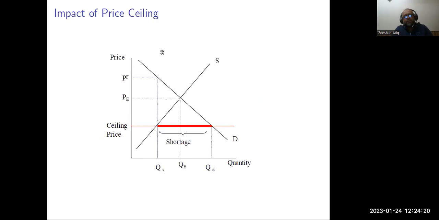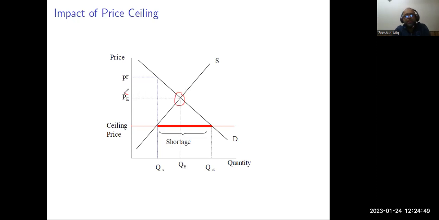Now, what happens when a price ceiling is imposed? Generally, contrary to its name, the ceiling does not come above the equilibrium price. It comes below the equilibrium price, because there is no point in setting the price above the equilibrium when the producers are charging a very high price. If you look at this diagram, this is the equilibrium price, say for example.